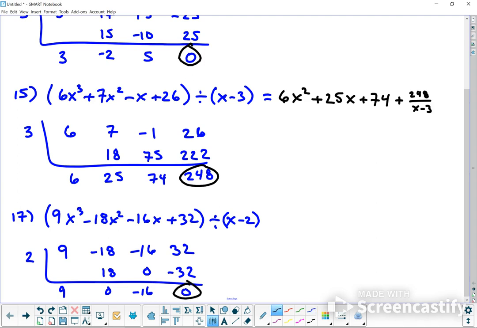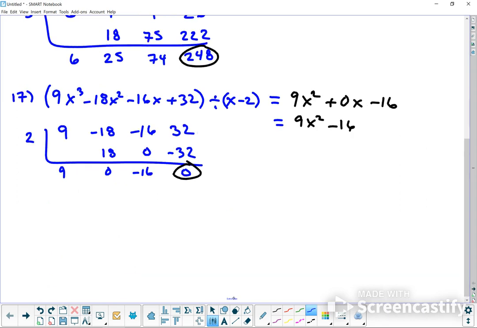Which means, so these are the remainders at the very end, which means that this x minus 2 does go evenly into the polynomial. And your answer, start with 9x squared plus no x, because that's a 0, minus 16. Or you can just write that as 9x squared minus 16. Okay, that was 17.